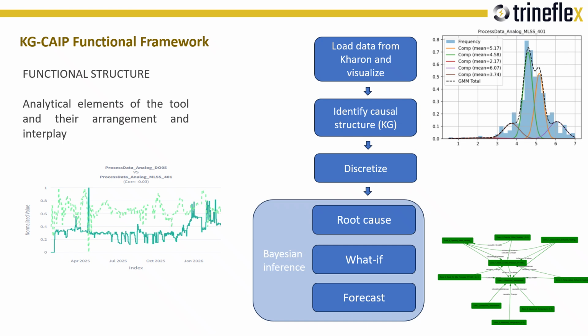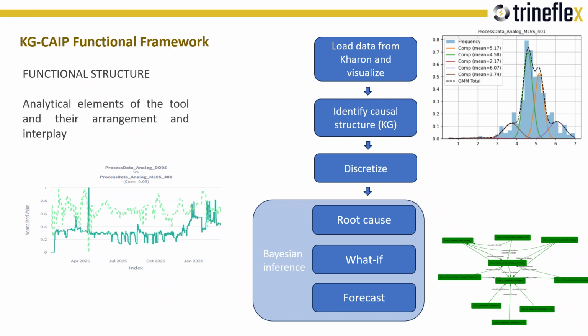Based on this visualized investigation of the data, the user can decide whether he wants to include some time series or not in the model. These time series which are included in the model are then used to build a causal temporal structure, such as on the bottom right of the graph. And then this structure is exploited for Bayesian inference. This includes root cause analysis, what-if scenario testing, and forecasting.